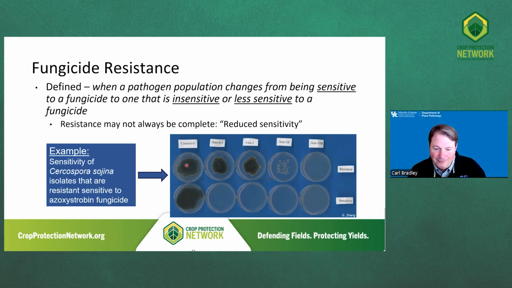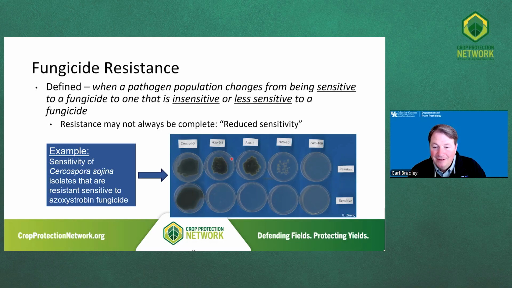The way you can tell is if you look at these first two plates that are labeled control, that means that no fungicide has been added to that plate. So both of these isolates are growing just fine. This next column shows azoxystrobin at 0.1 part per million added to that petri dish. In this case, with that sensitive isolate, you can just barely see some little dots. It's just barely growing, whereas the resistant isolate is still growing pretty well.